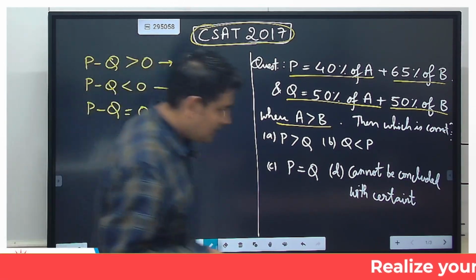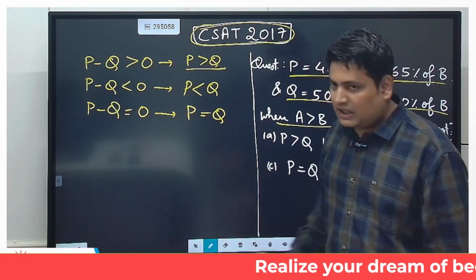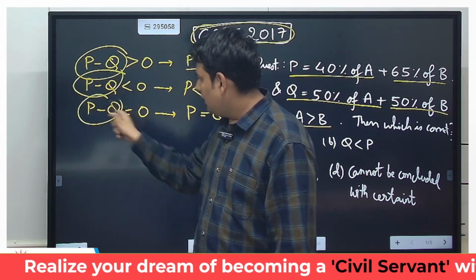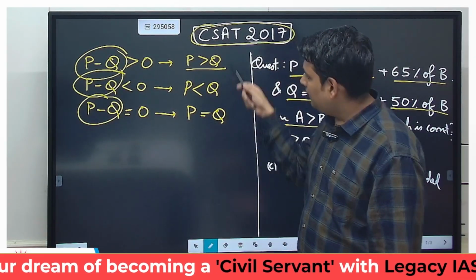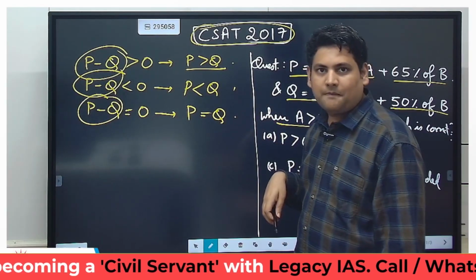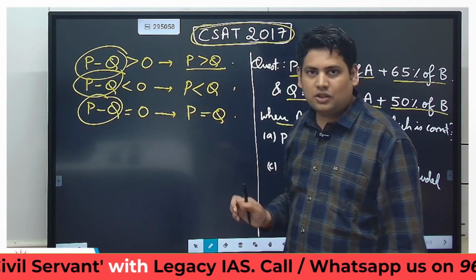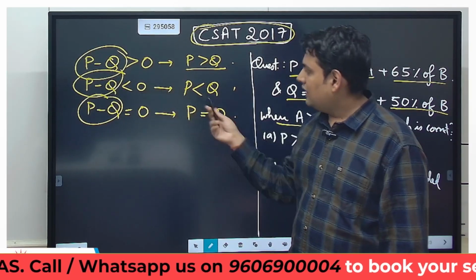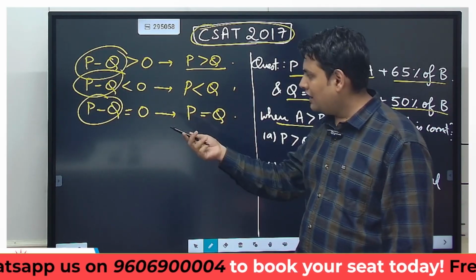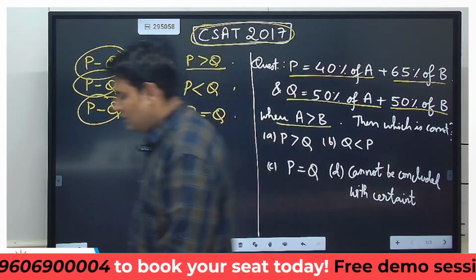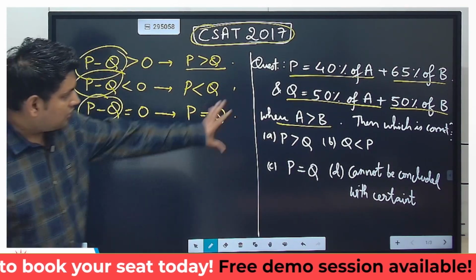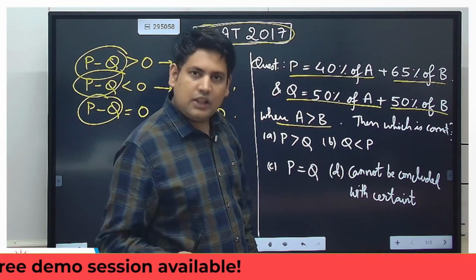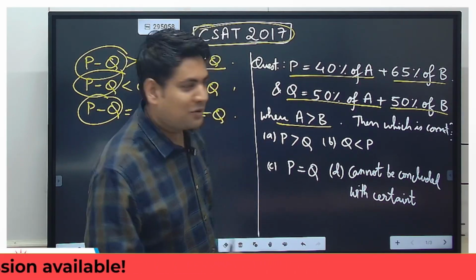Now what is important to understand here is that just by finding P minus Q, I can get the relation between P and Q. If it comes out to be greater than 0, then P is greater than Q; less than 0, P is less than Q; and equal to 0, then P is equal to Q. So this is the thing. That means in this question also, where we are asked to compare P and Q, I need to find P minus Q. Understood this much?